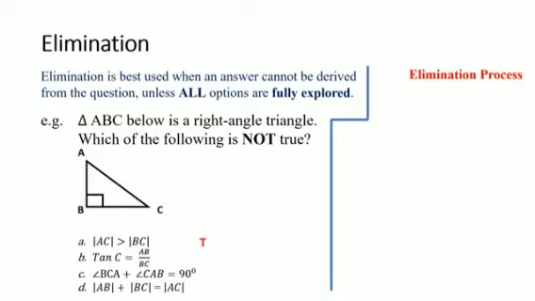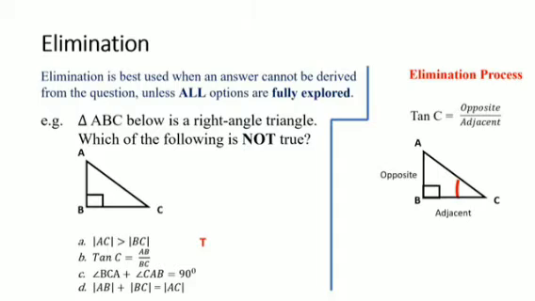Looking at our option B, if we are given a right angle triangle like this, and C is your point of reference, here is your opposite side and here is your adjacent side. The tan of the angle C would be opposite over adjacent, and the opposite side is AB and the adjacent side is BC. This would also be true.